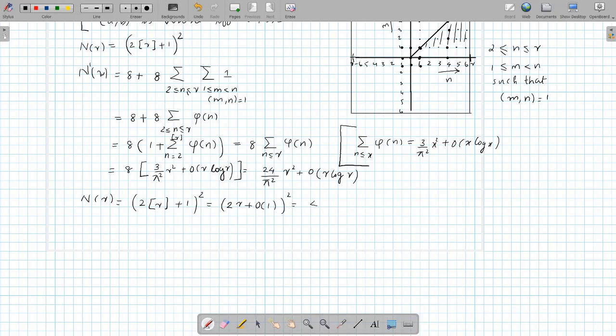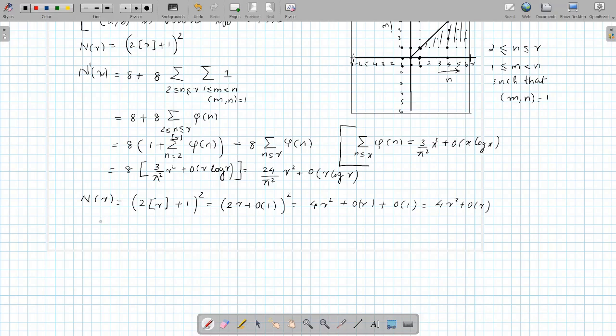Okay, so this will give 4r square plus 2r times this. That quantity can be written as O of r plus O of 1 whole square. O of 1 whole square is O of 1 itself. So these two terms together we can write as O of r again. So this will be 4r square plus O of r.